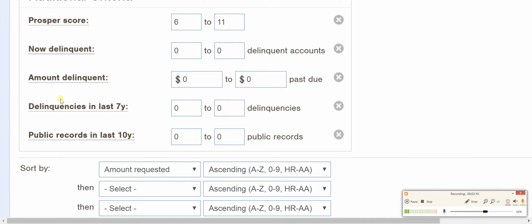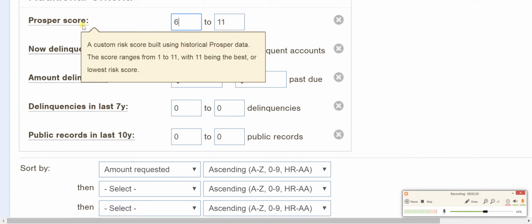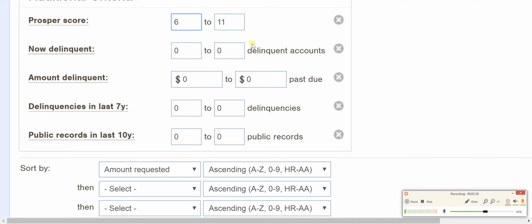So, yeah. Or not this one. Now delinquent's a bad one. Delinquencies in the last 7 years. I also need a minimum Prosper score of 6, sometimes 7 if I'm getting too many results. This is just Prosper's belief of how likely this borrower is going to give me back my money. So that's important. So at least 6, sometimes 7.